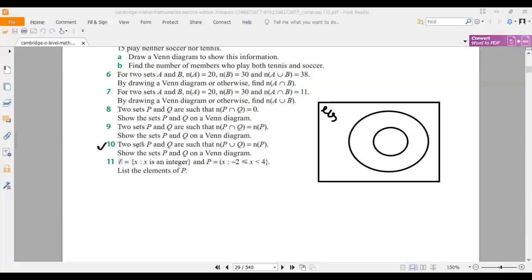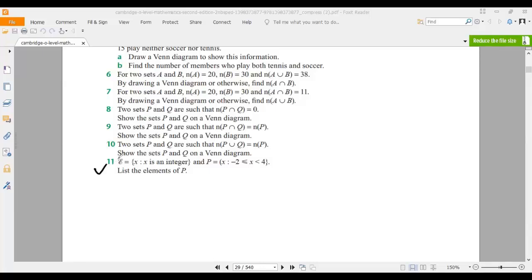Now, number 10 says two sets P and Q are such that n of P union Q equal to n of P. Show the sets P and Q on the Venn diagram. So, the union is n of P. So, just the opposite of question number 9. Here, if the union, that means the members of P, members of Q, the members of both, all represent P. So P should be the outside one and Q should be the inside one.